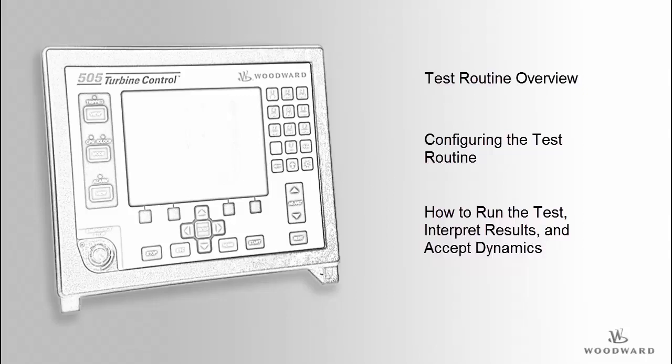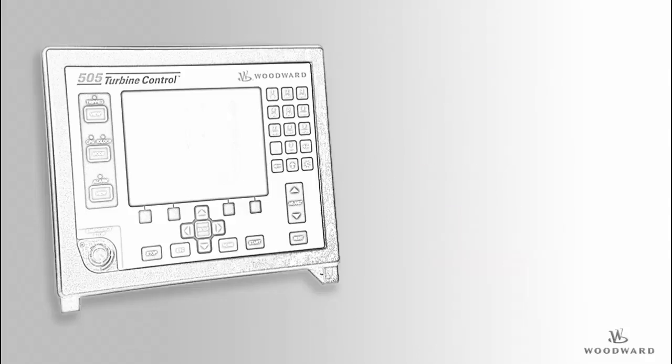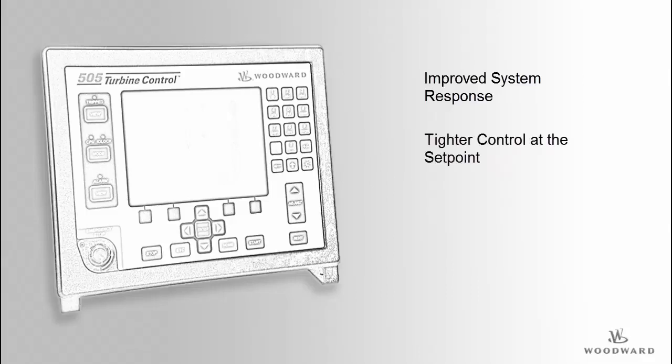The Speed PID Optimizer routine will automatically calculate your system dynamics and provide the following benefits: improved system response to disturbances, tighter control at the set point, and improved system diagnostics.